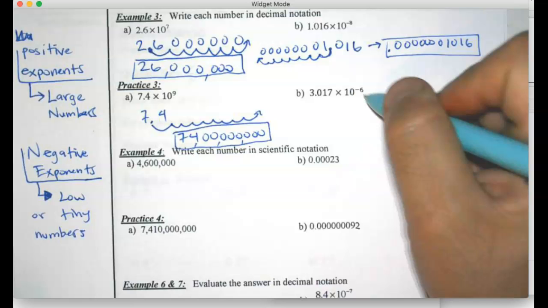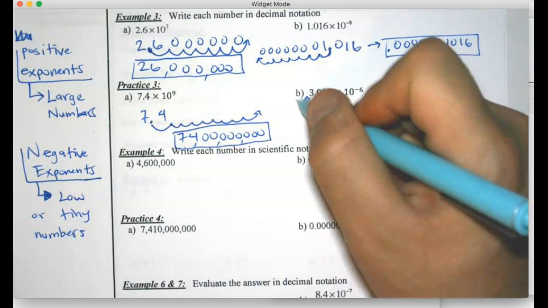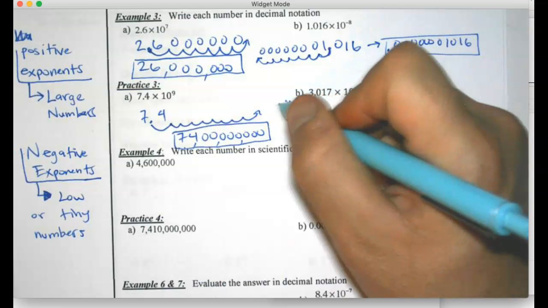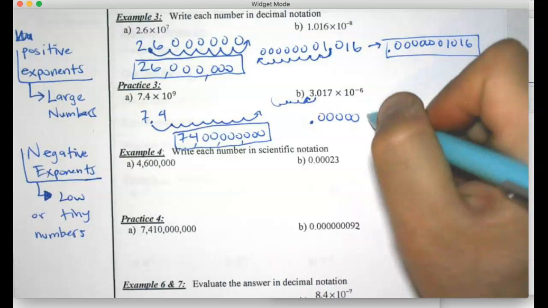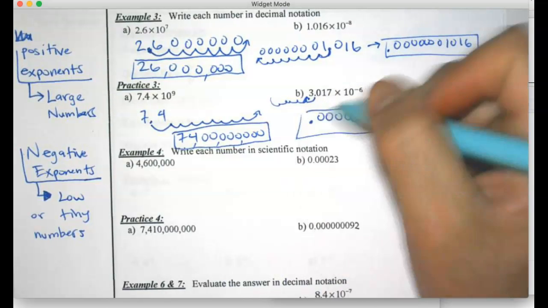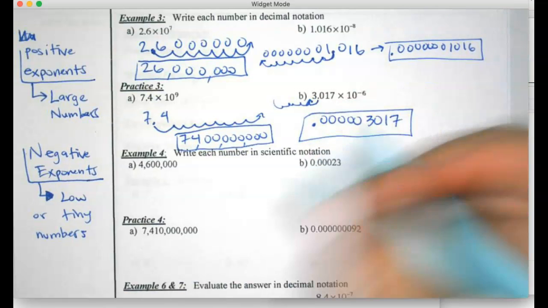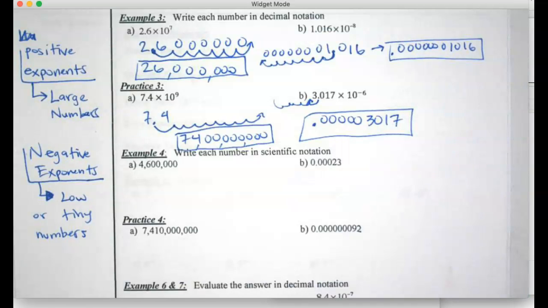Next one has a negative exponent. As I get better at this, maybe I'll just know that I'm going to move this 6 spaces. Once I move it 1 space, I've got to move it 5 more times, right? And that's going to be 5 zeros out front. 1, 2, 3, 4, 5, 3, 0, 1, 7. So again, maybe I don't need to show every time I move the decimal. I just have to have a clue how many zeros I need.